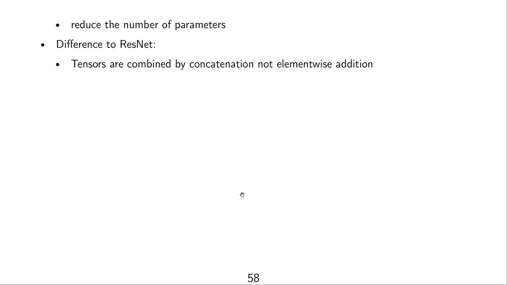Now, one difference to ResNet we should highlight here is that the tensors are combined by concatenation and not element-wise addition. So these shortcut branches, basically all these tensors that are input into one layer, will be concatenated and not added together.